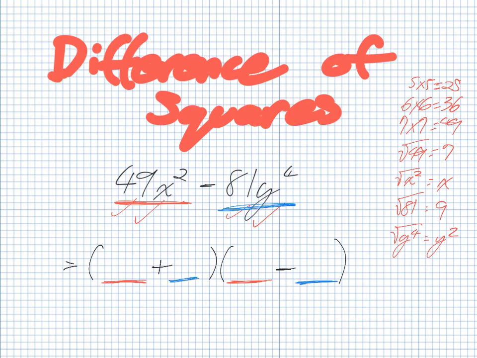So we already established this. The square root of 49 is 7, and the square root of x squared is x. So we have 7x and 7x. We've already filled out the first two. The square root of 81 is 9, and the square root of y to the power of 4 is y squared. So 9y squared and 9y squared. And that's it. That's a really quick way. You just have to recognize that it's a difference of squares. And once you realize this, then you can very quickly go through your roots on the side and put it into this format at the very end. Okay?